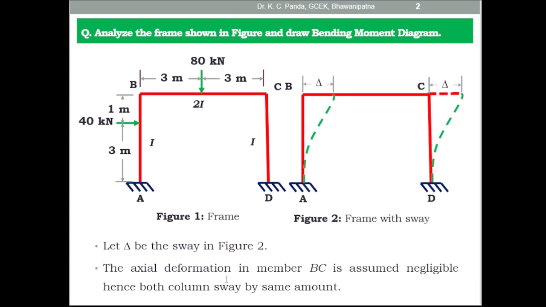The axial deformation in member BC is assumed to be negligible, hence both columns sway by same amount. So here both the columns sway by same amount due to the negligence of the axial deformation.